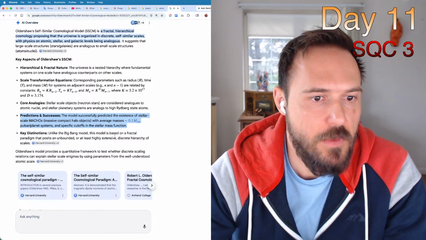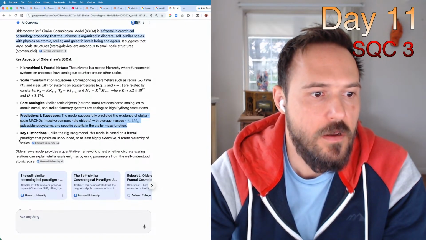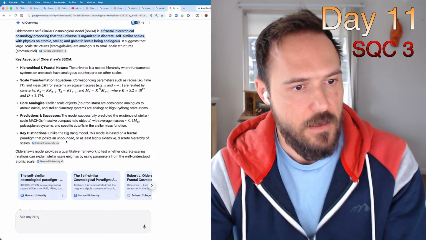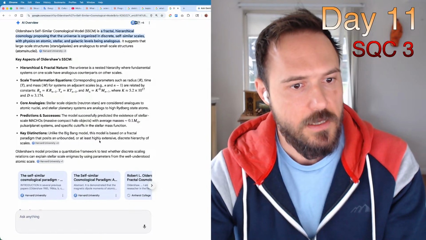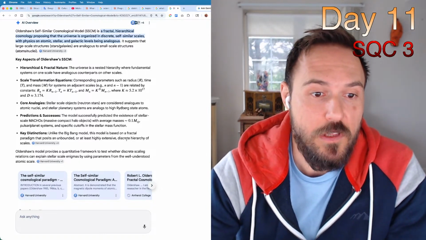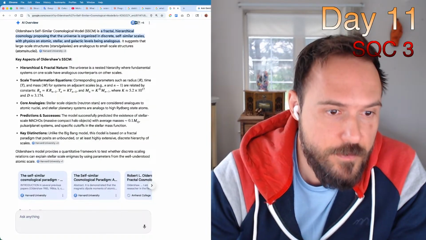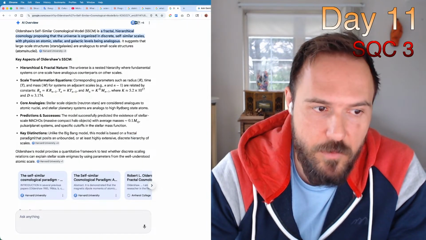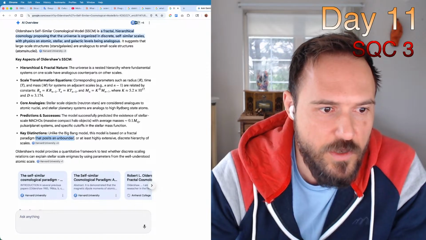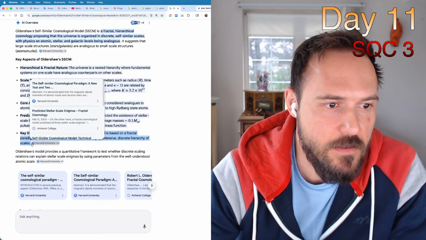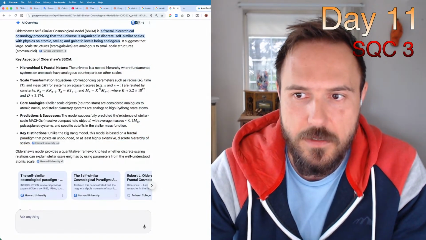Unlike the Big Bang model, this model is based on a fractal paradigm that persists an unbounded or at least highly extensive discrete hierarchy of scales. How many complicated words can you put in one sentence? This is what it is. They lost me on a fractal paradigm. I mean, when I read it a second time, it totally makes sense.